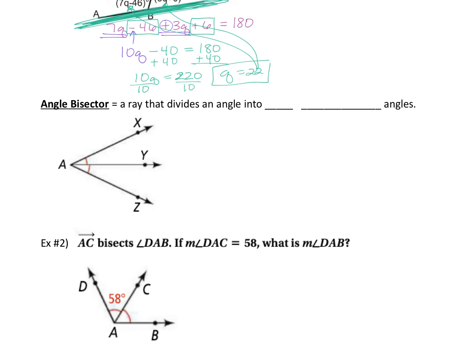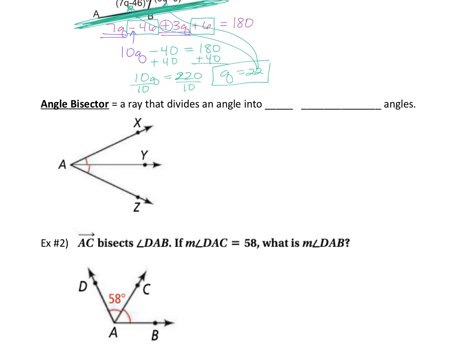Okay, this is the last type of thing we're going to talk about. That's an angle bisector. Do you remember what a bisector is? We talked about a bisector the other day with segments. What is a bisector? I know what you're thinking, both. There's two pieces to it, right? Two equal sections, right? Two equal angles. So if something is an angle bisector, it's cutting an angle into two equal parts, right?